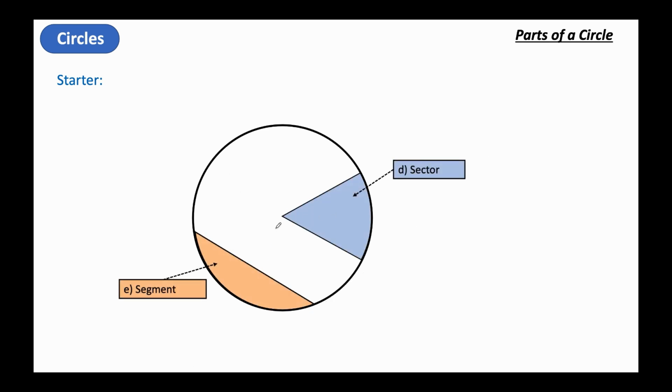Now these are the two that people quite often get confused, the sector and the segment. So do try and remember, sector's like a slice of cake, segment is like a segment of orange when you look on the side there.